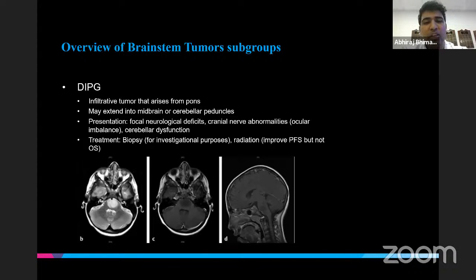Most of these are treated with radiation, which has been shown to improve progression-free survival, but it does not improve overall survival in these patients. There are some clinicians who differentiate between an atypical presentation of a DIPG versus a typical presentation, and some argue that a typical DIPG can be diagnosed solely based on the MRI, while an atypical one does require biopsy to confirm. However, there is variability among neurosurgeons on what is considered an atypical DIPG.